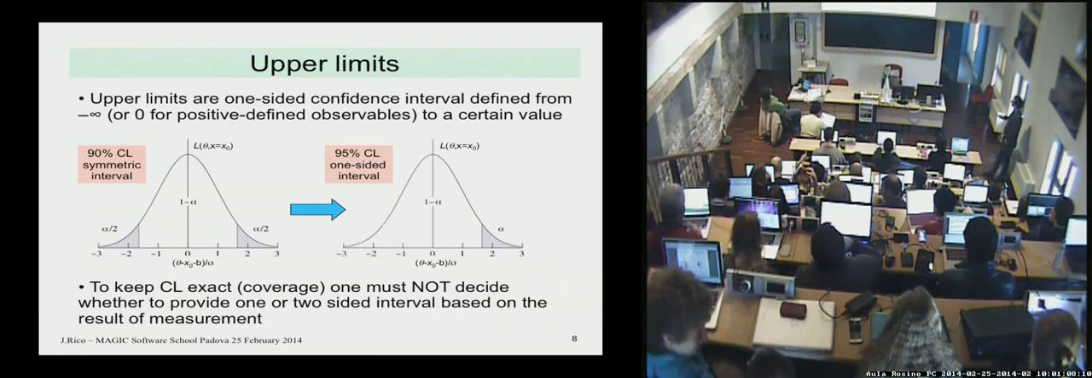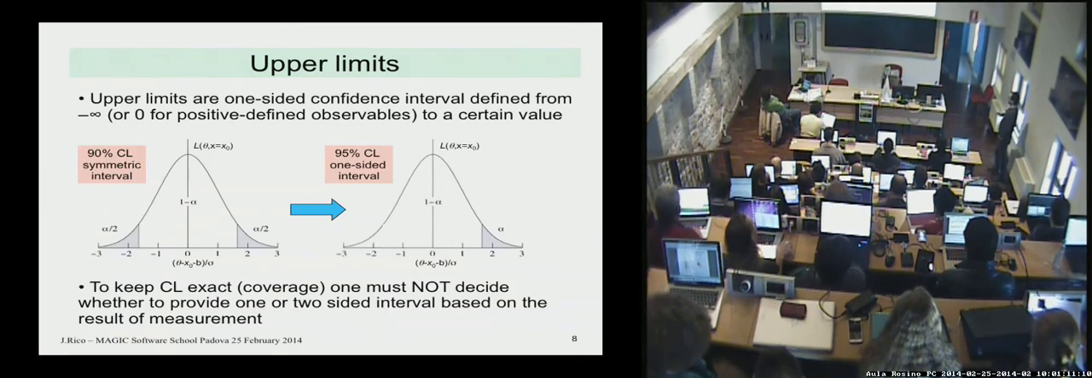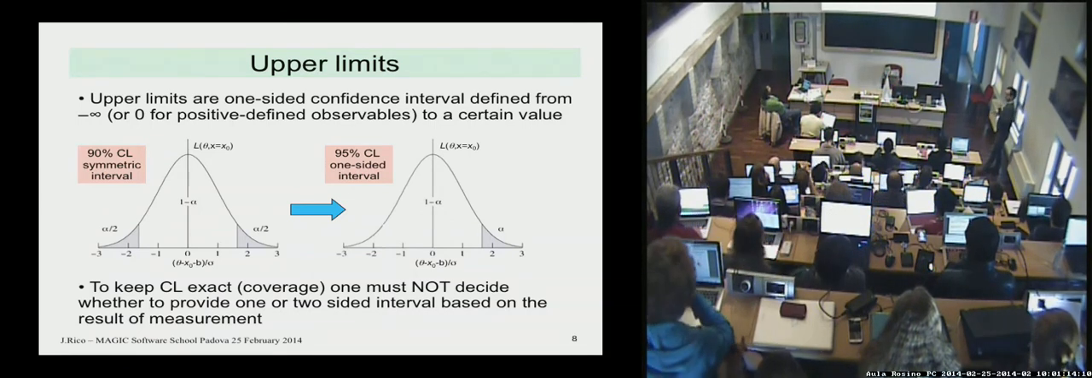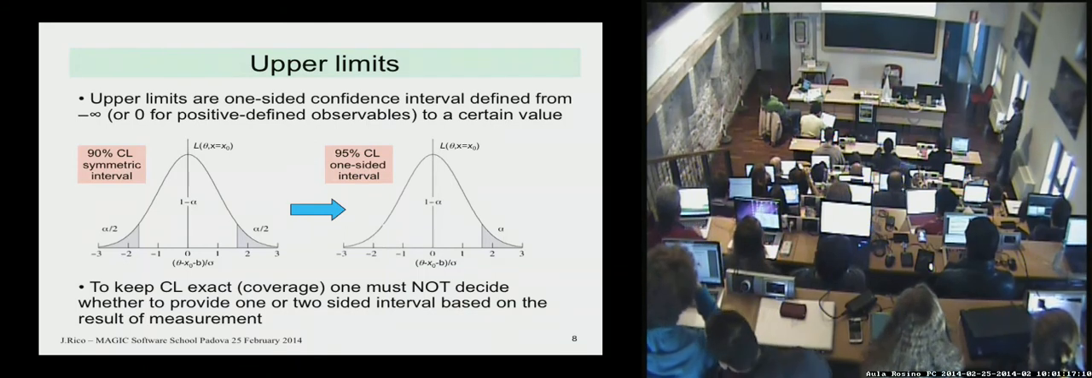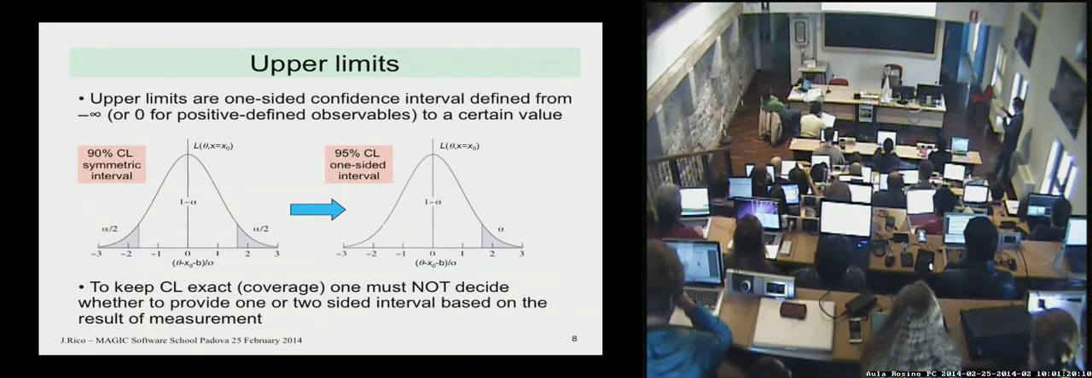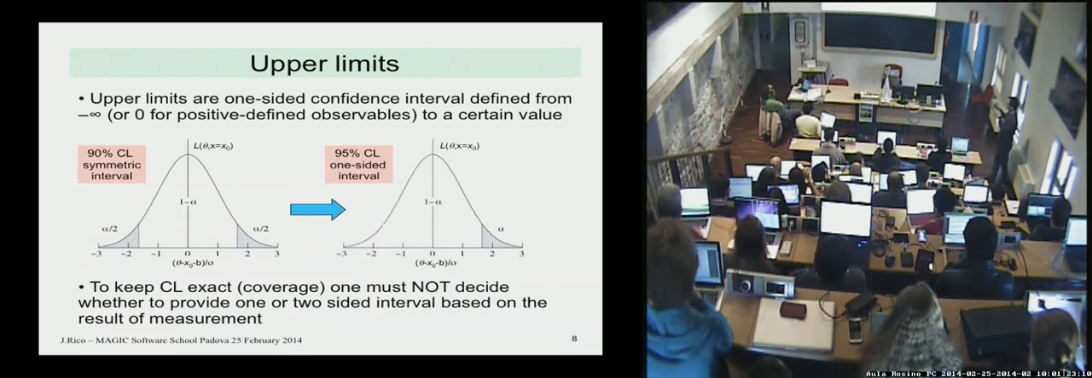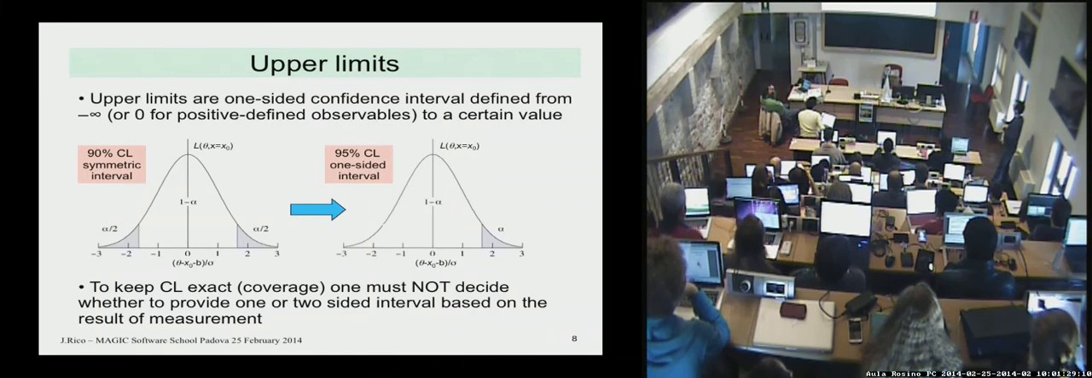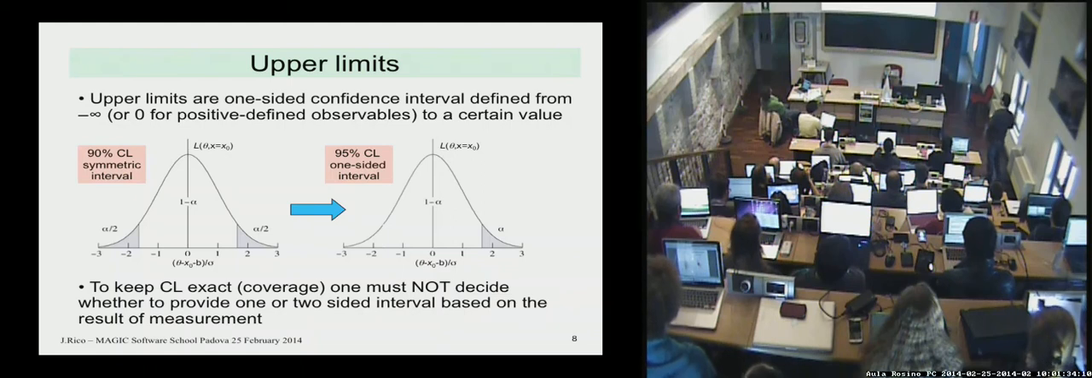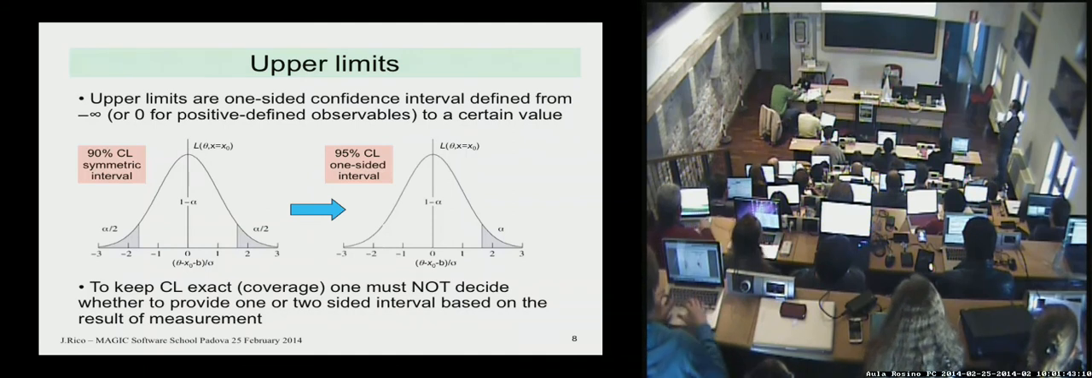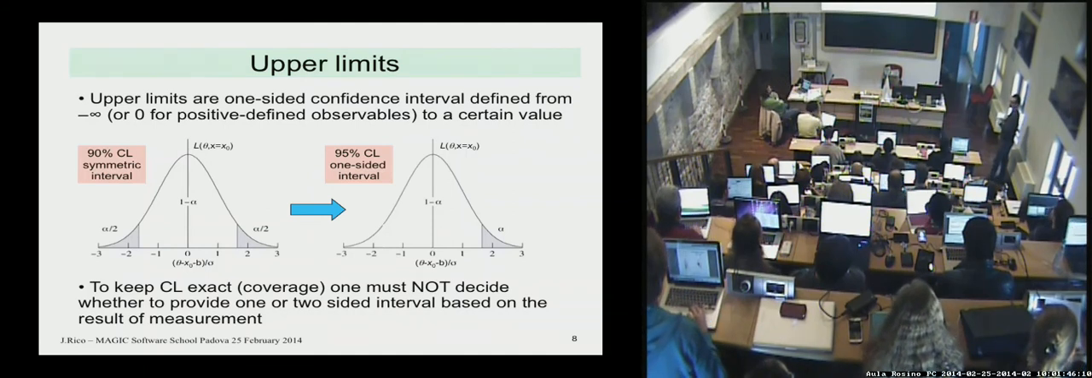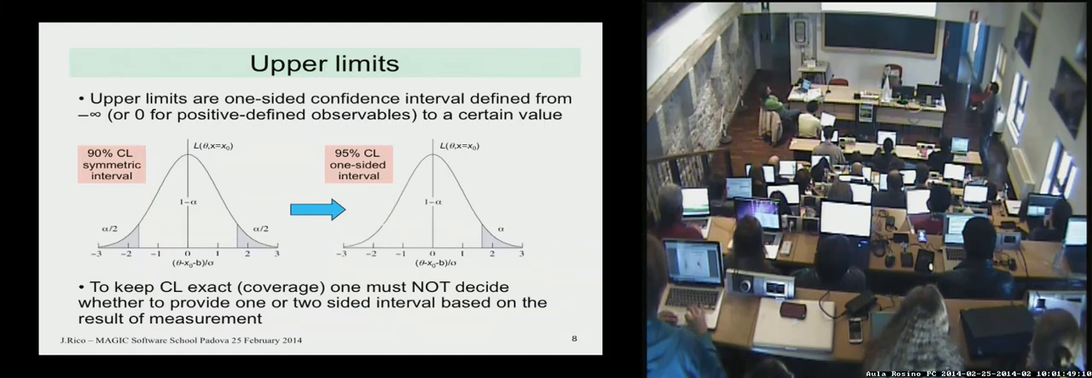Now there is a problem. In order to keep the confidence level exact, that means that when we repeat the experiment many times, the number of times that our defined confidence interval would contain the true value is exactly the number of times we have selected, one must not decide whether to provide a two-sided or one-sided interval based on the result of the measurement. This is a decision that should be taken a priori. Otherwise, we lose coverage, and that means that the confidence level is not what we think it is. And this is a mistake we usually make.